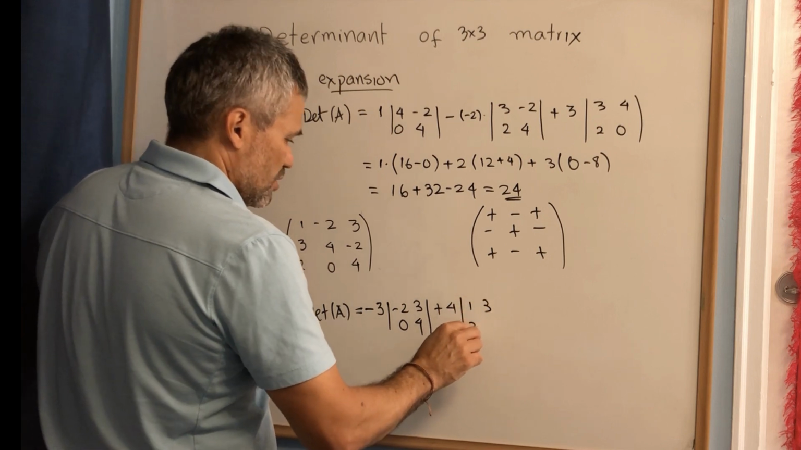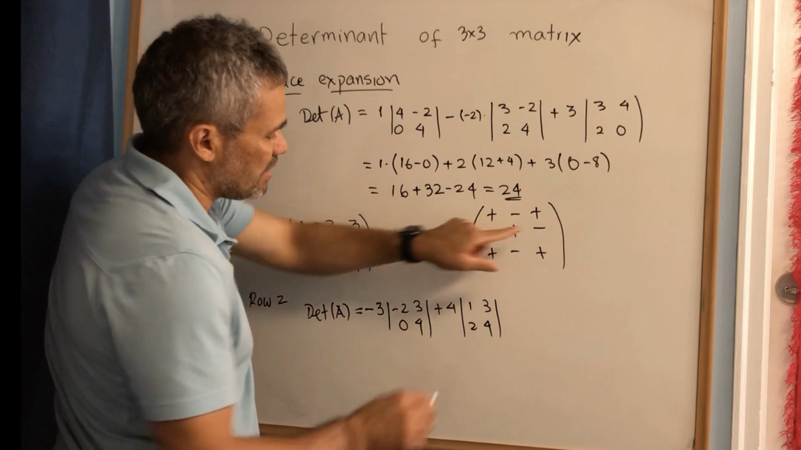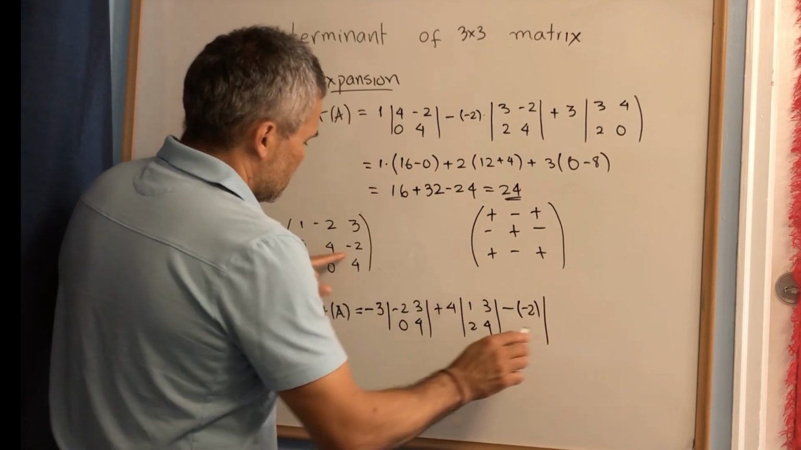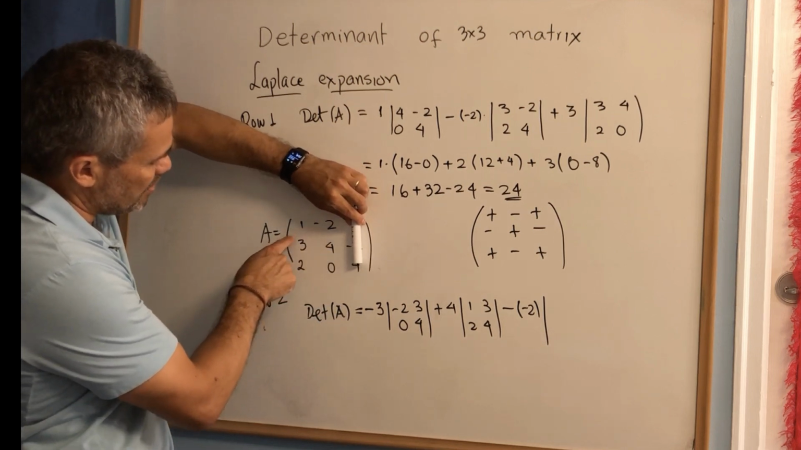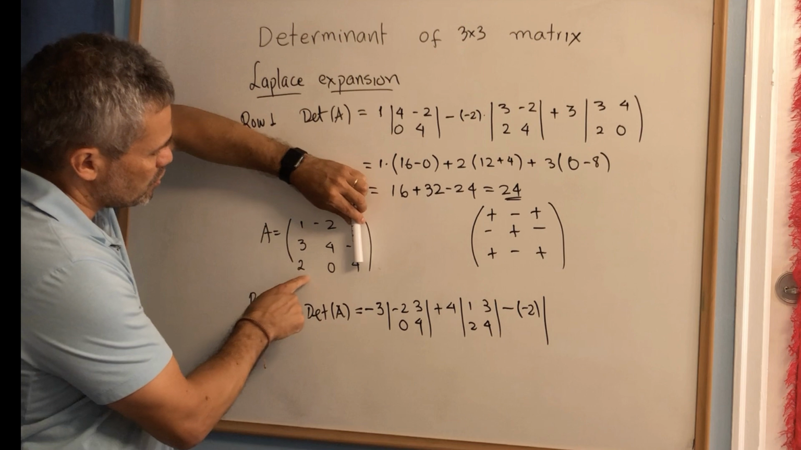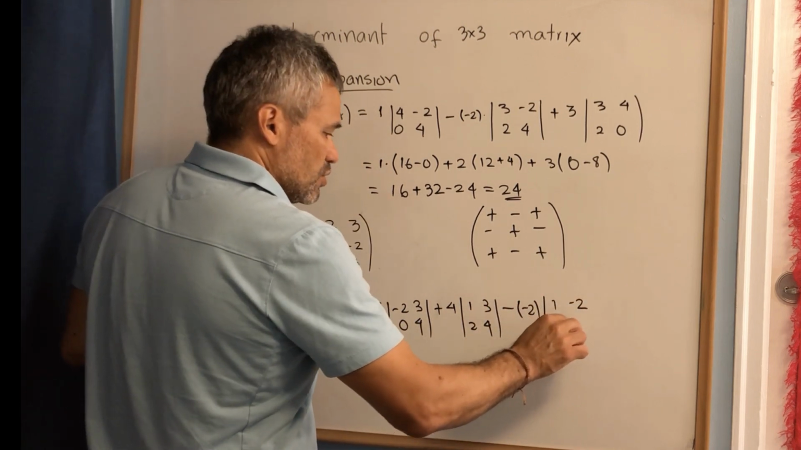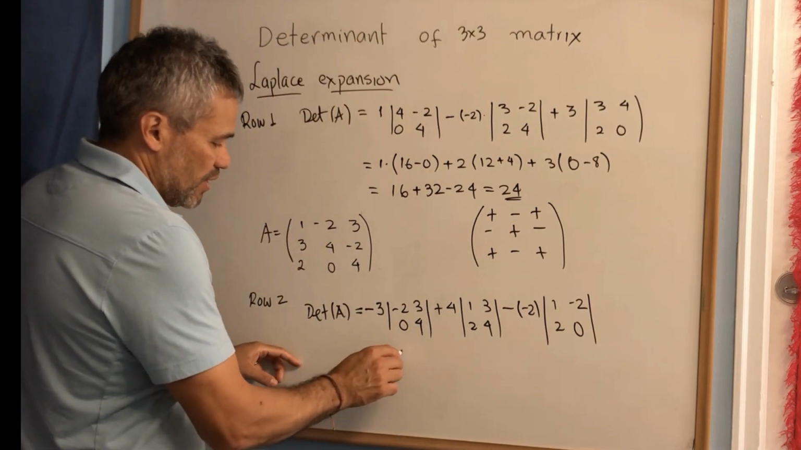1, 3, 2, 4. And then this entry goes with a negative, and then the value of the entry, which is negative 2, times what happens when I remove this column and this row. I get the matrix 1, negative 2, 2, 0. Let's do this. Here we have negative 3 times.